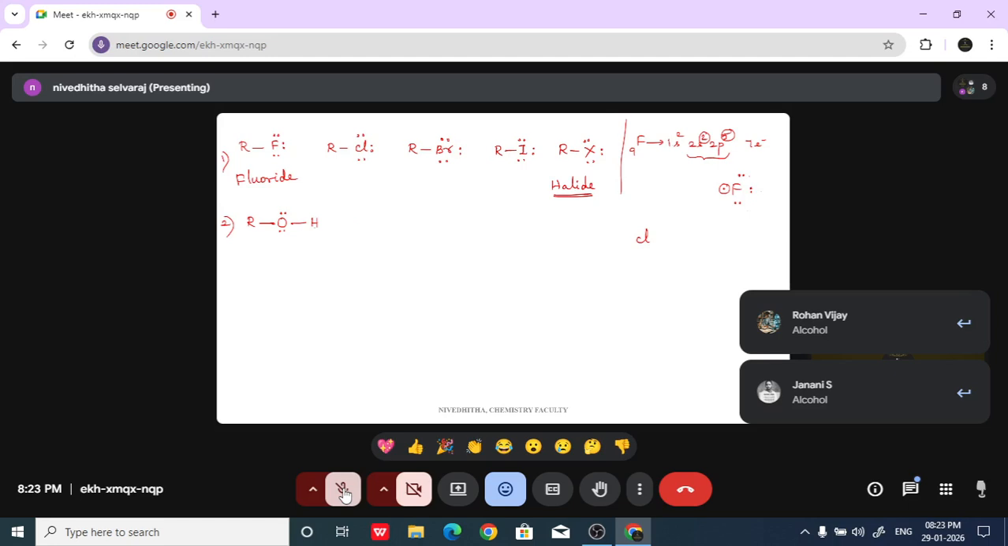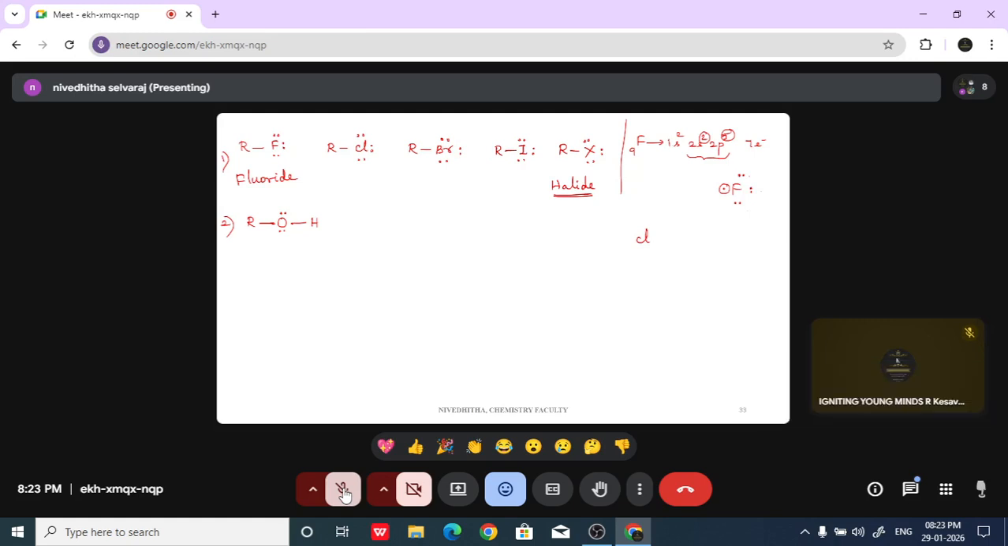Yes, Kanna. So here I've written the proper structure of alcohol, where I've represented all the lone pairs. But generally, in most cases in books, they will not represent this lone pair. But that doesn't mean that oxygen doesn't have the lone pairs. It does, but mostly they will not represent it. So this is how they will write the functional group of alcohol. Next.